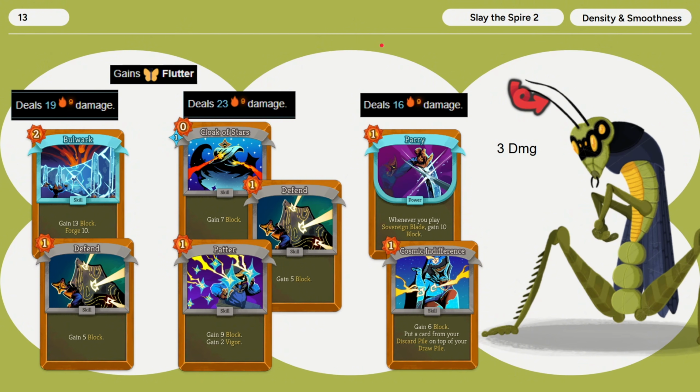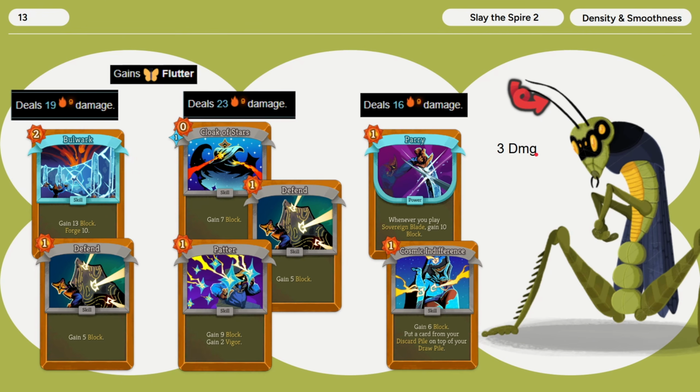And I've just chucked together some combination of cards here that I could have at the beginning of Act 2 in a Regent run. On turn 1, I could play something like Bulwark and defend. On turn 2, I could deal damage. On turn 3, maybe my hand gives me Cloak of Stars, defend, and Pather. And then on turn 4, I use Sovereign Blade with a parry that I get to play somewhere else, and I play a Cosmic Indifference.